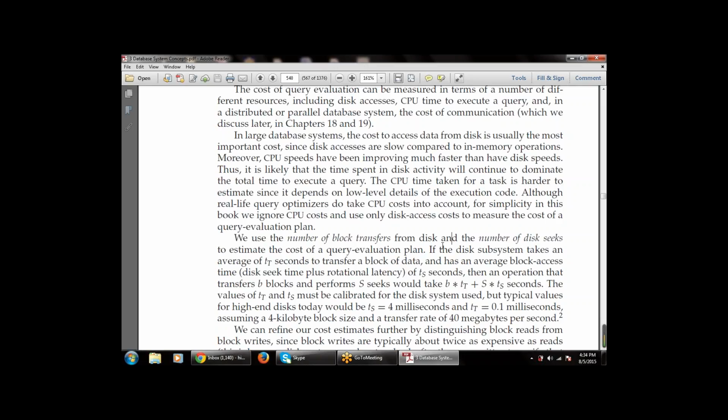If the disk subsystem takes an average of tT seconds to transfer a block of data and has an average block access time of tS seconds, then the time taken for an operation that transfers b blocks and performs S seeks is b times tT plus S times tS seconds. This is the measurement used for processing the query.